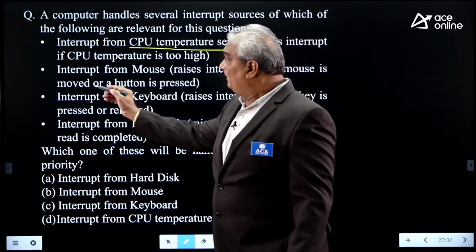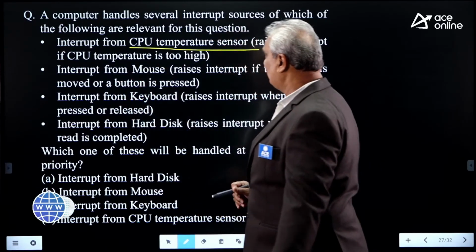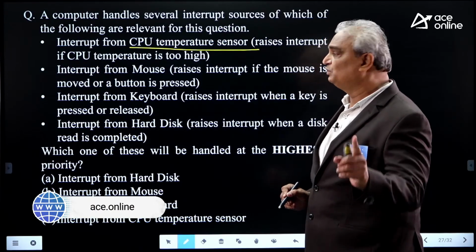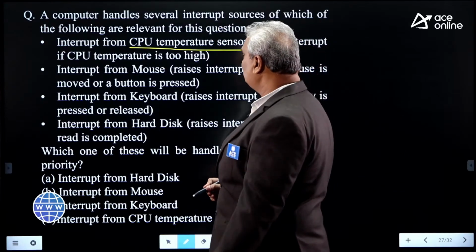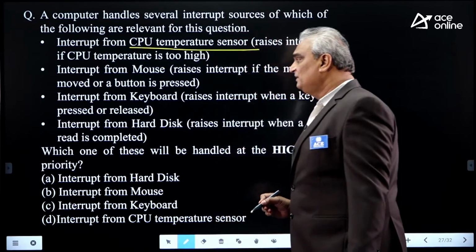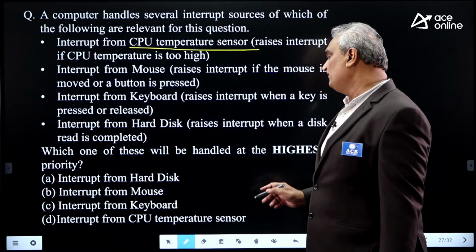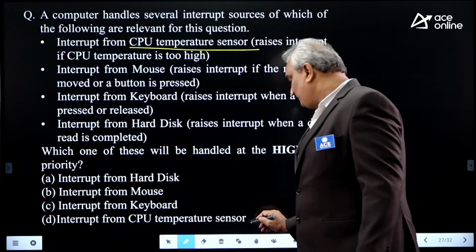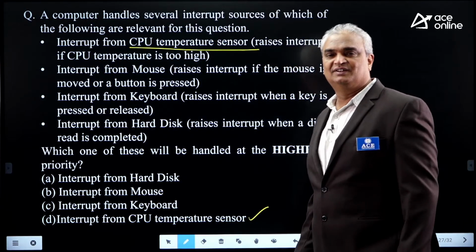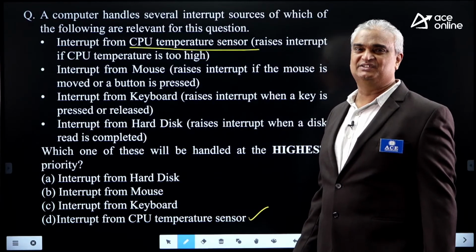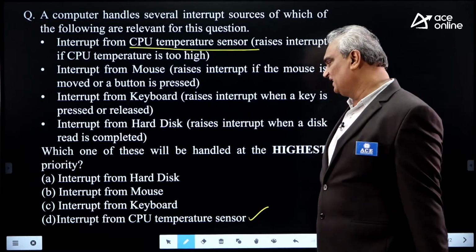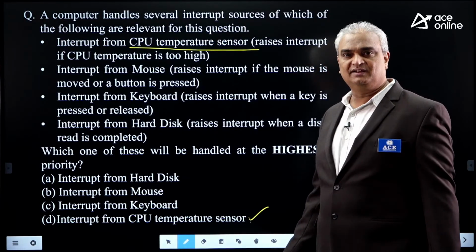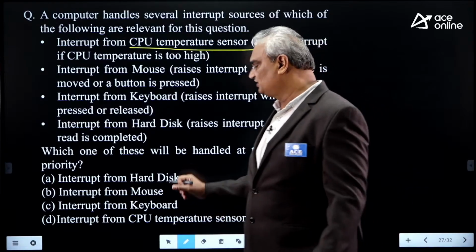Next, what is the first situation? Interrupt from CPU temperature sensor, raises interrupt if CPU temperature is too high. Next, interrupt from mouse. Next, interrupt from keyboard, interrupt from hard disk. Which one of these will be handled at highest priority? In this, D has the highest priority because for the processor, self-protection is very, very essential. Because of that reason, it gives highest priority to the temperature sensor. If it is not there, then hard disk becomes the correct answer.